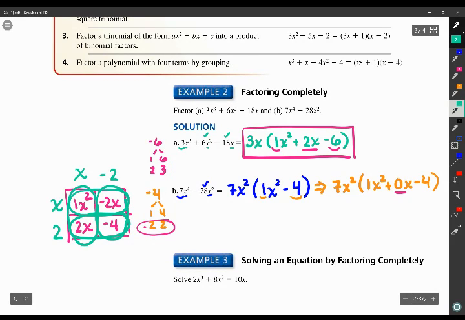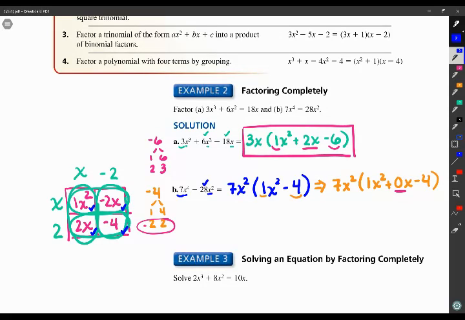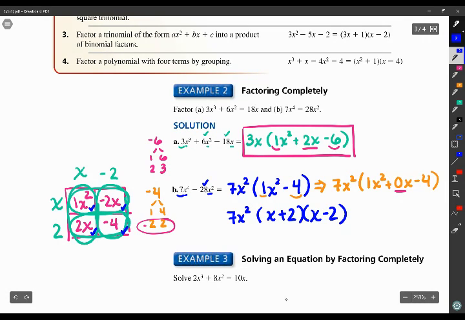And remember, we can check that as we're going along if you're not positive. Remember, we went x times x, which is 1x squared. And then x times negative 2 is negative 2x. And if we forget our negative sign there, we're going to catch it. 2 times x is 2x, and 2 times negative 2 is negative 4. So everything worked out. And so then our final solution is going to be 7 times x squared minus 4, and then because we could factor this x squared minus 4, we're going to get x plus 2 and x minus 2. And so this will be our final solution.